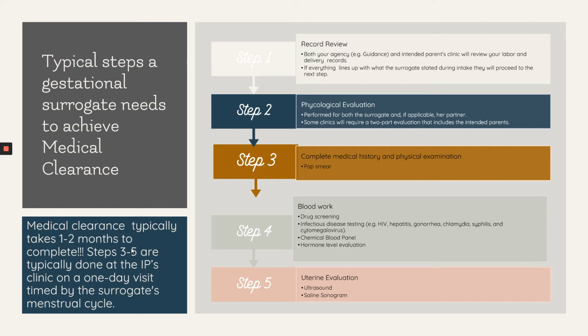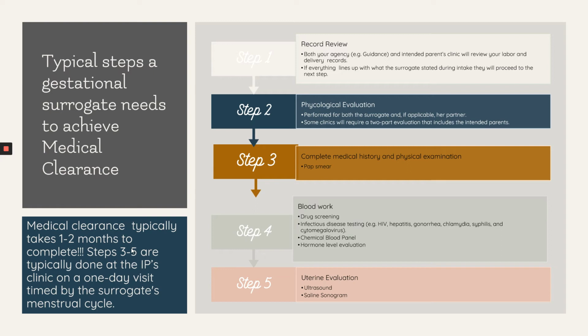So the steps required of a surrogate to achieve medical clearance. This is after you've matched with the family and you are getting ready to have your medical evaluation and take that next step into beginning your actual medications and transfer procedure.